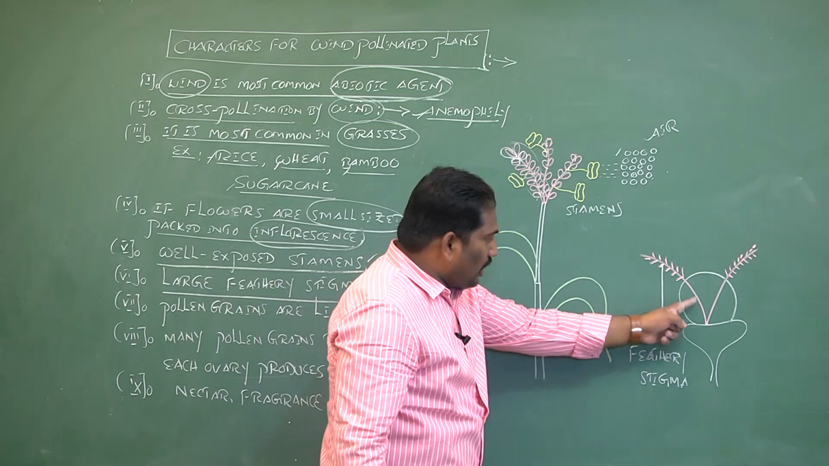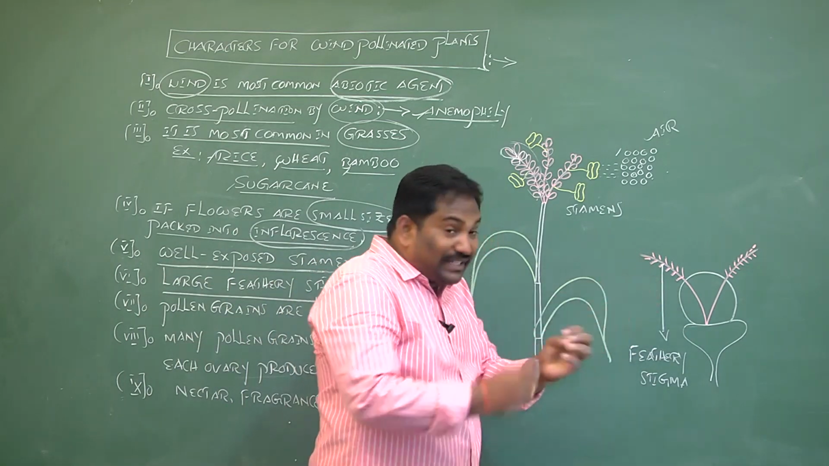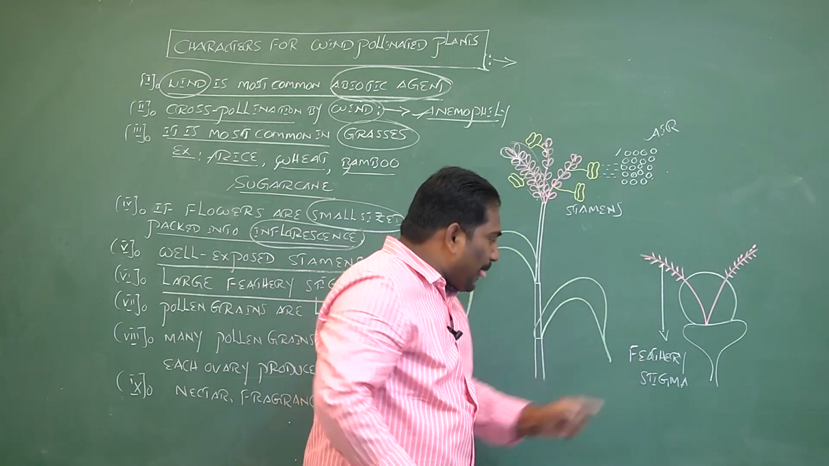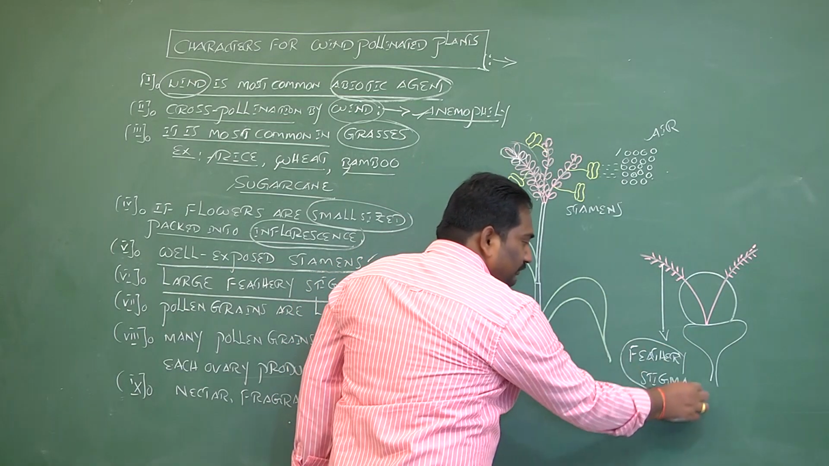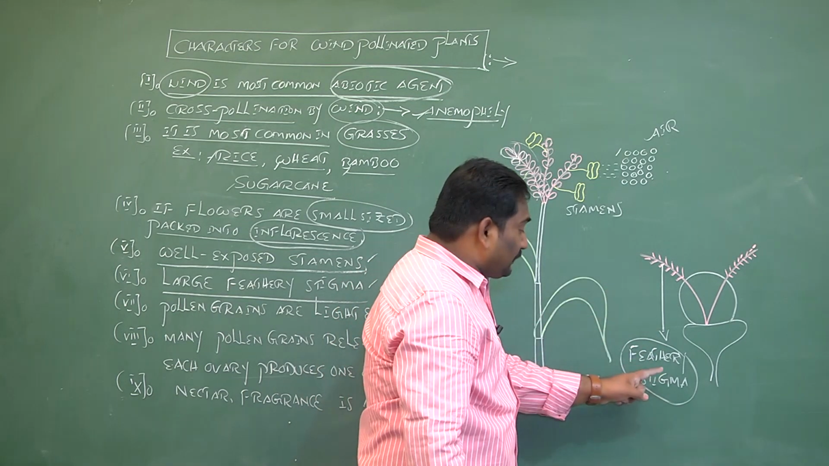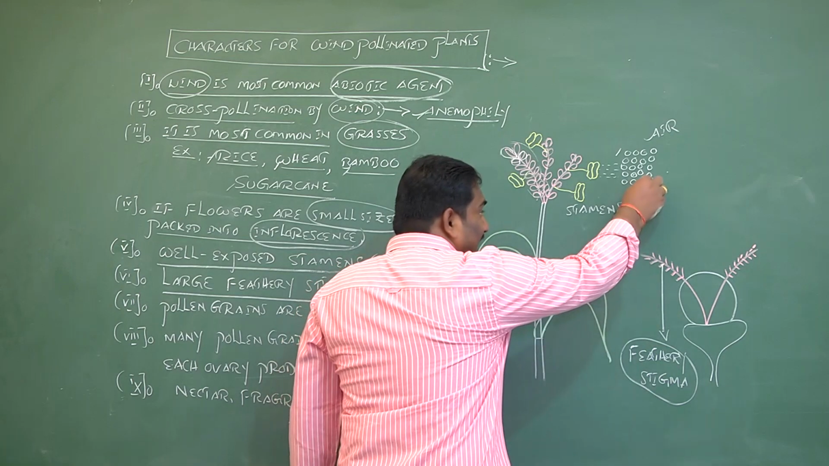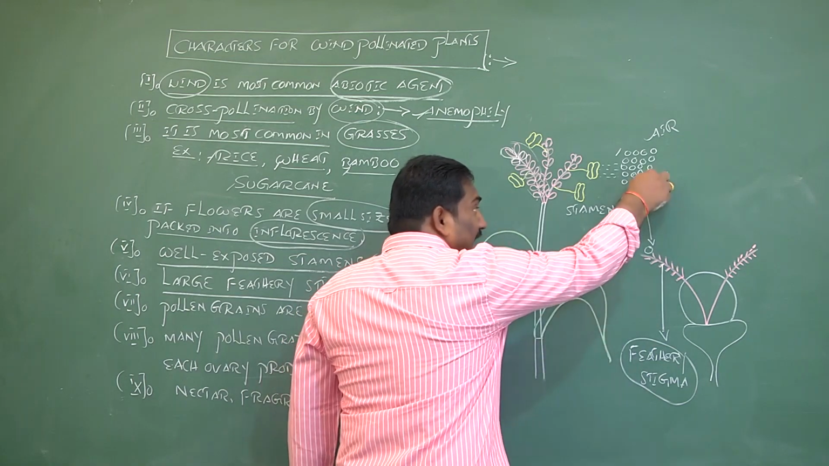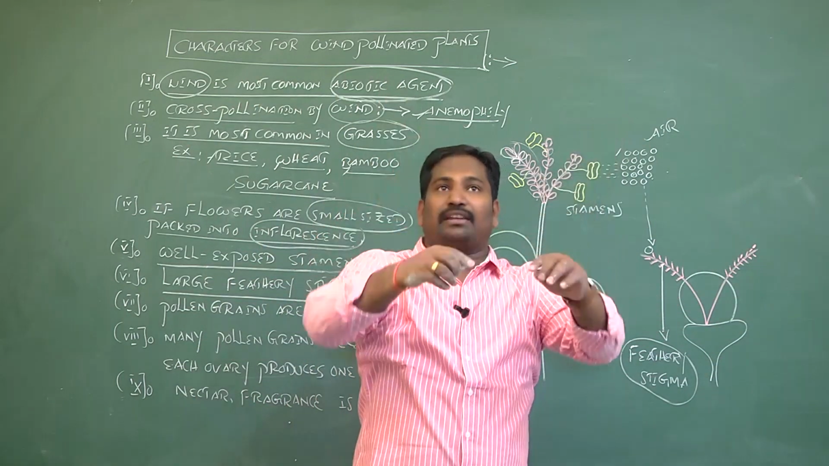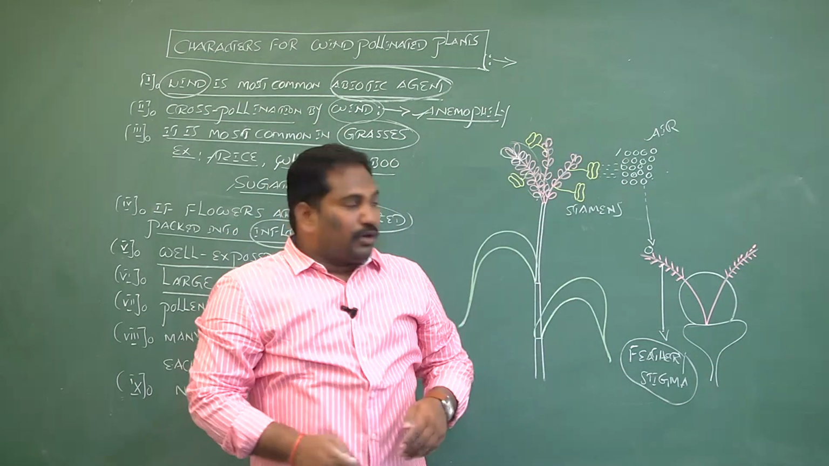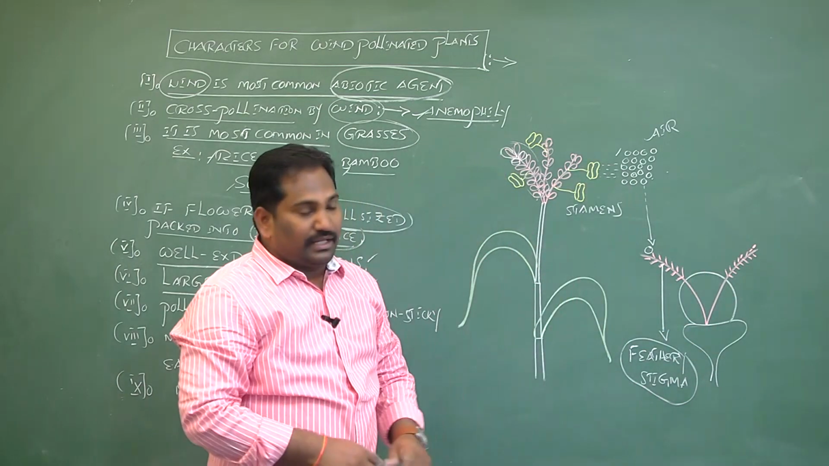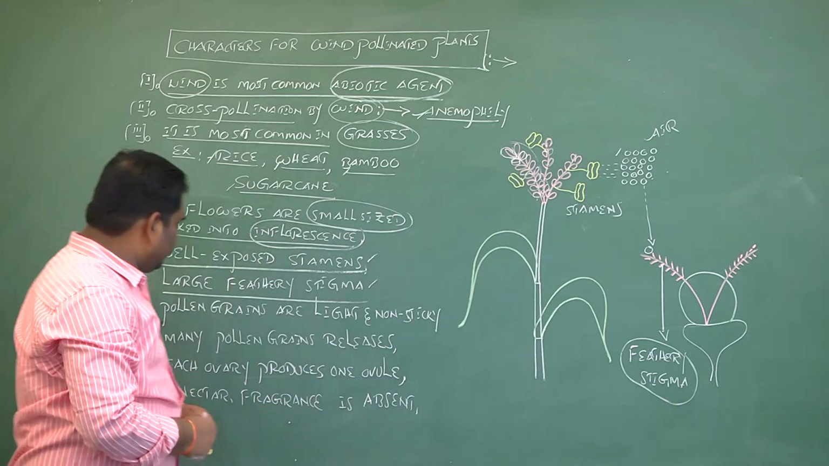A large, hair-like, feathery stigma is present. This is the main important characteristic feature: due to the presence of a feathery stigma, it easily traps airborne pollen grains. If pollen grains are present in the air, the large feathery stigma easily traps them. It is present in wind pollinated plants. It is one of the important characteristic features.